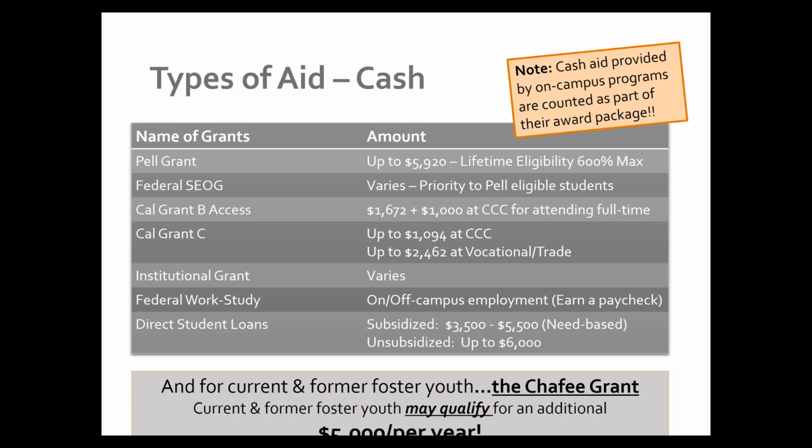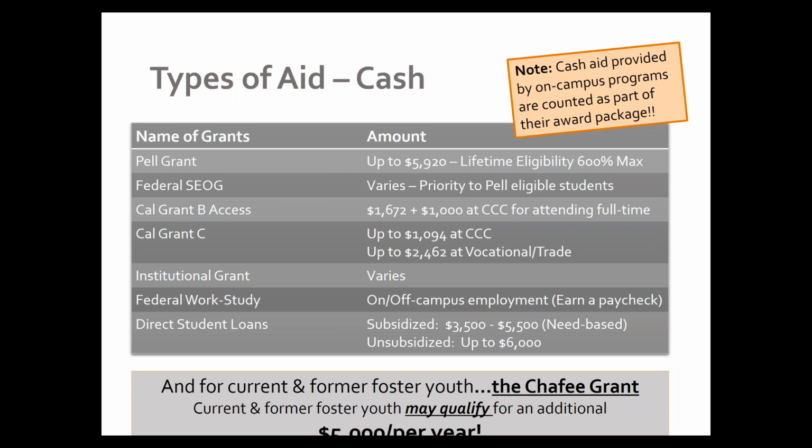Cal Grant C is something that's at community colleges and the vocational trade schools. Then we have the institutional grants, where we offer various grants here for students. We have the Guardian Scholars, which can provide a grant for our foster youth and homeless students. Then there are other grants within the institution where students actually apply and can receive. Then again, there's the work study, where students are actually earning a paycheck, and then you have your direct loans.